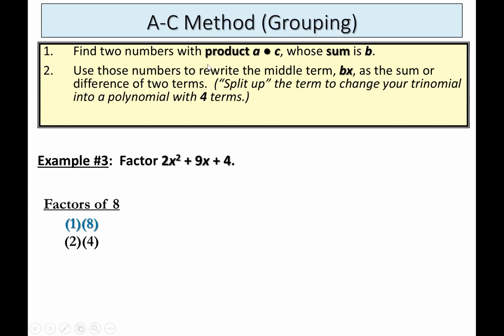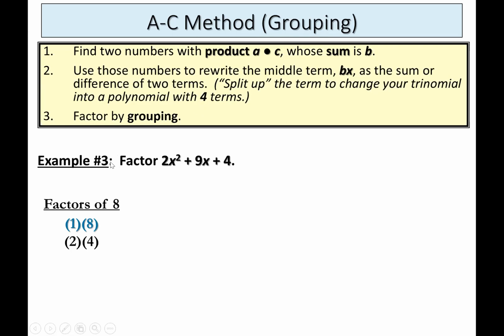All right. Then, once you come up with those correct numbers, you're going to use those numbers to rewrite the middle term, which was bx at the beginning, as the sum or difference of two terms. In other words, you're going to split up the middle term to change your trinomial into a polynomial with 4 terms. Why would we do that? Well, the AC method actually leads to us being able to do factoring by grouping. So once we get it into 4 terms, then we can factor by grouping. So see previous lesson 25, I think. Okay, sound good? Yeah, all right, let's see an example.